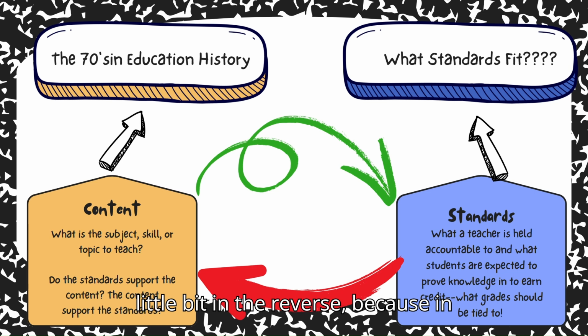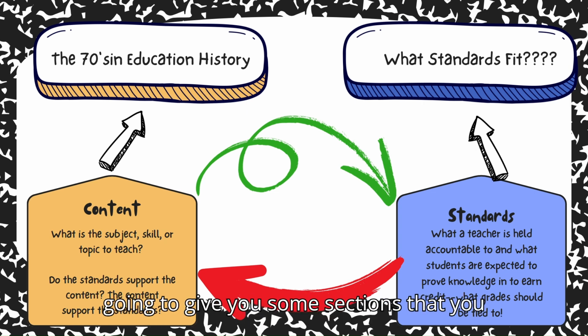We're going to look at this a little bit in the reverse, because in this situation, you've been given a time period. For example, this lesson I did uses the 70s in education. Now I have to go and figure out what standards fit. And that is the first place you need to go as a student on this project. What standards will fit your particular content you're teaching? So in the next video, we're going to go to those standards and we're going to see what might apply. And I'm going to give you some sections that you can look at.